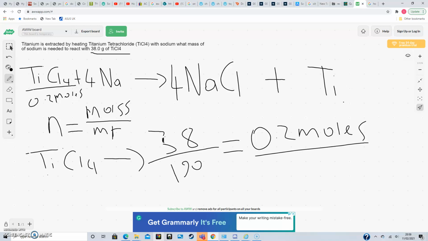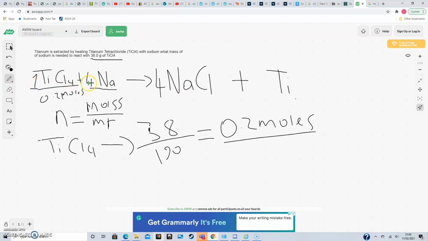Okay. Now we need to work out what mass of sodium. So this over here, there's an invisible 1, remember? There's a 1:4 ratio. Yeah? Can you see? There's a 1:4 ratio. A 1 is here and a 4 is here. So there's a 1:4 ratio, which means sodium will have 4 times the moles titanium chloride has.